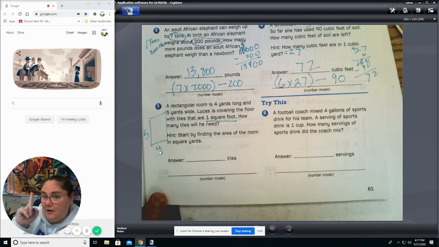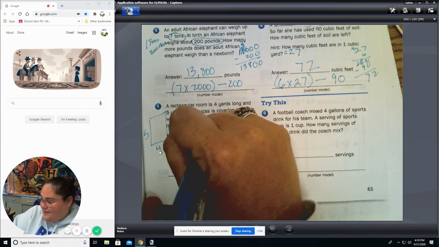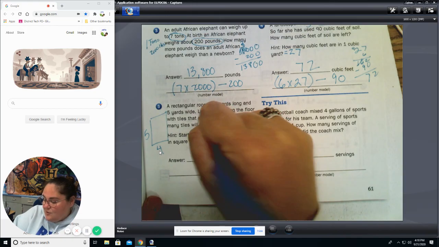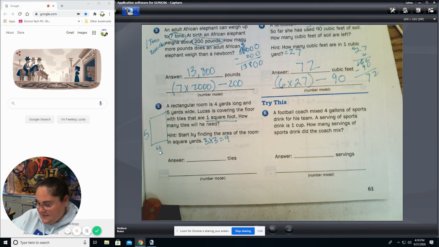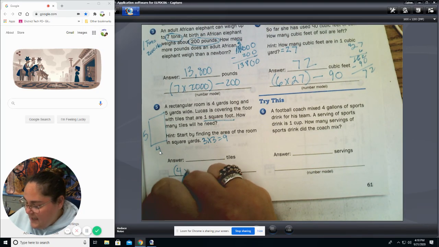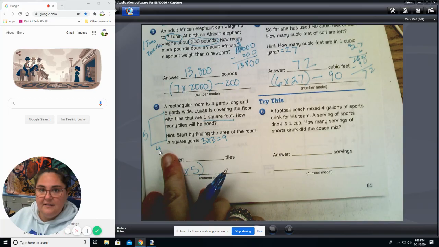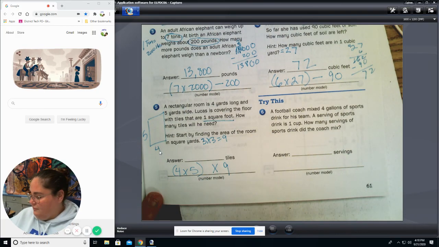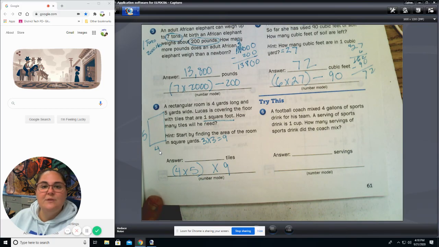How many feet are in 1 yard? 3. So you're going to need to do 3 times 3. So 9 feet are in 1 square yard. So the way that you're going to do this is you're going to do 4 times 5. You're going to find your area. And then you're going to multiply that by 9 in order to figure out how many tiles it will take.